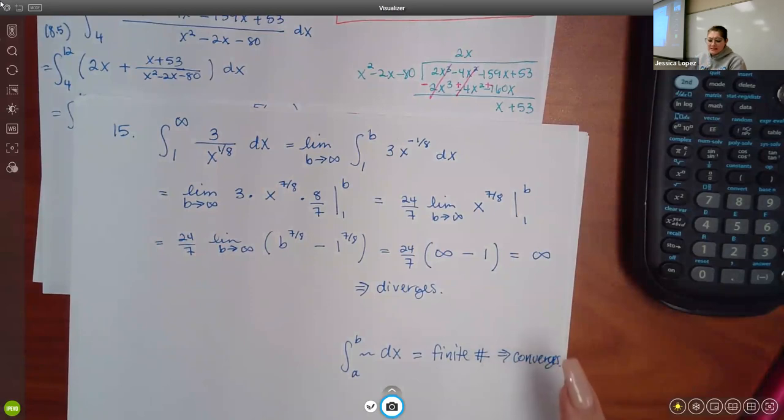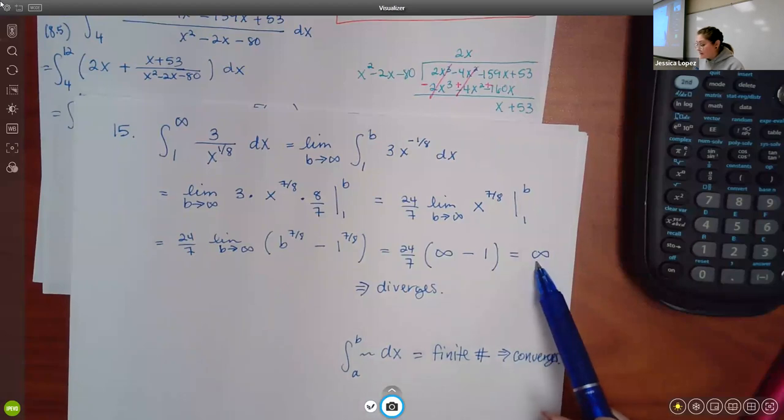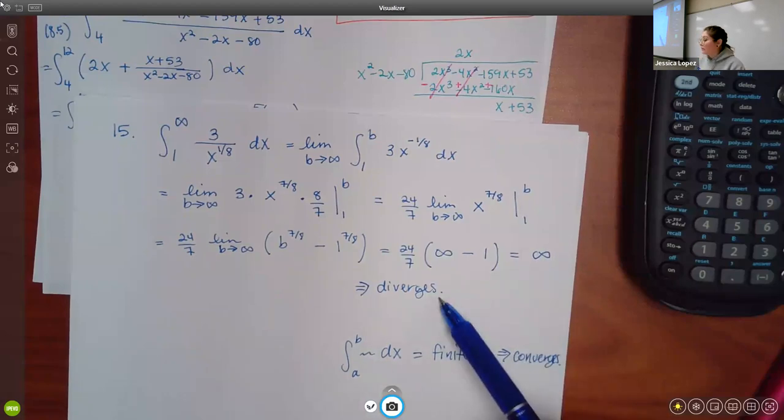Even if it's some decimal, like 0.2315, blah, blah, that's still a finite number, and so it would converge. If you get something with pi's in it, that's still a finite number, it'll converge. If you just get something like 5, again, it's a finite number, it'll converge. But if you get infinity or negative infinity, it diverges.